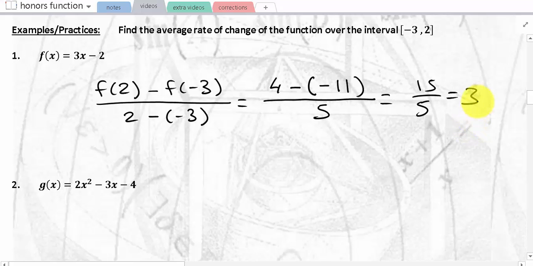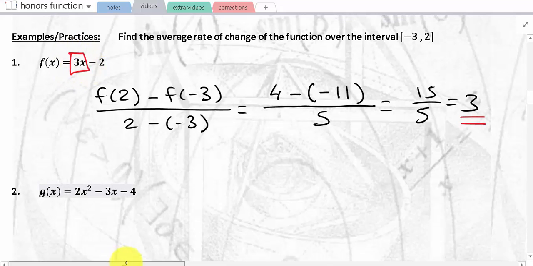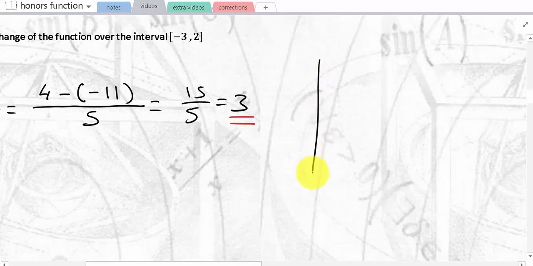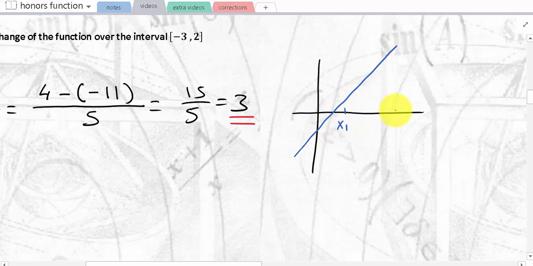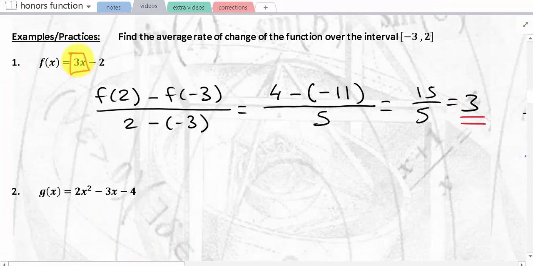Now, let's think a minute. 3 is the slope of the function. Well, that should make perfect sense, correct? Because you're dealing with a linear function, you're dealing with a line. It doesn't matter where you take your x1, x2: if the average rate of change represents the slope of the segment going through the two points, here the slope of the segment is going to be the same as the slope of the line. So it makes sense that in the linear case, the average rate of change is the slope of your line.